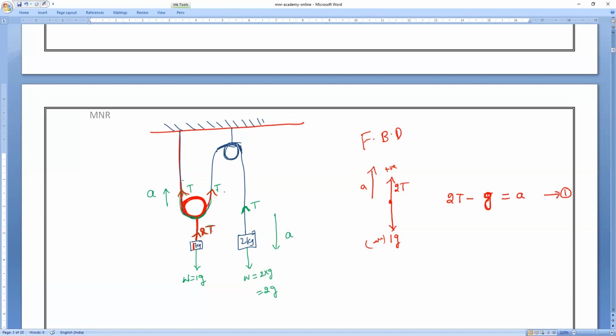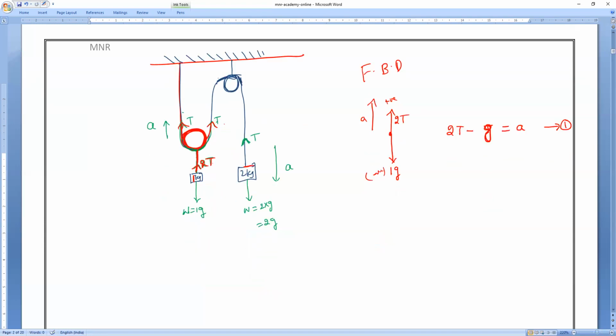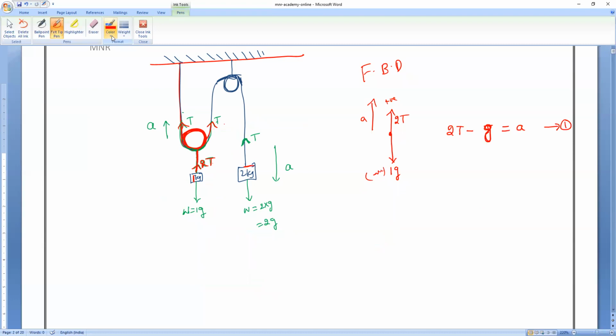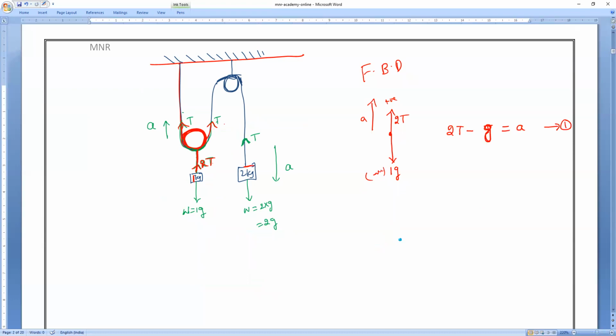Number one. Now, apply the free body diagram for the second body. Everybody should get involved and tell me. This is the second body, the 2 kg body. So the weight 2g is acting downwards and the tension T is acting upward. Acceleration is downward, so this is positive and this is negative. So 2g minus T is equal to what? F net is equal to m into a, 2a. Everybody, open your mouth, 2a. So 2g minus T equals 2a. This is number 2.